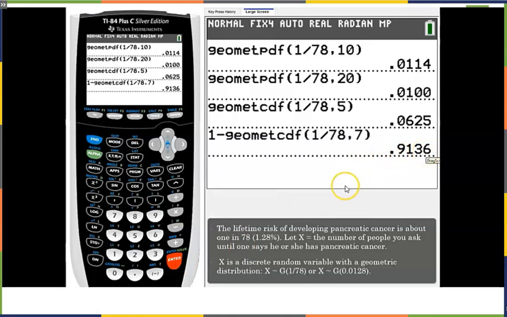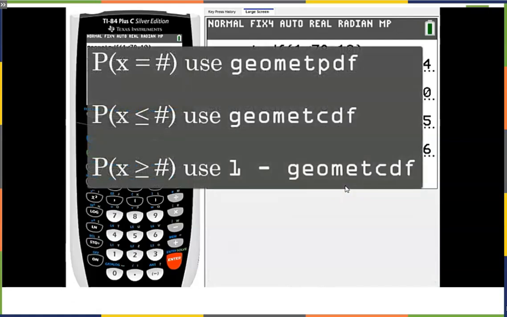So if I have to ask for an exact, what it will take to ask 10 people, what's the likelihood that I will get a yes on that 10th person, then you're going to use PDF. If it's, can I ask fewer than 6 to get a response, then you're going to use geometric CDF. And if you have a question that's posed, if I have to ask more than a certain amount of people, then you would use 1 minus geometric CDF.